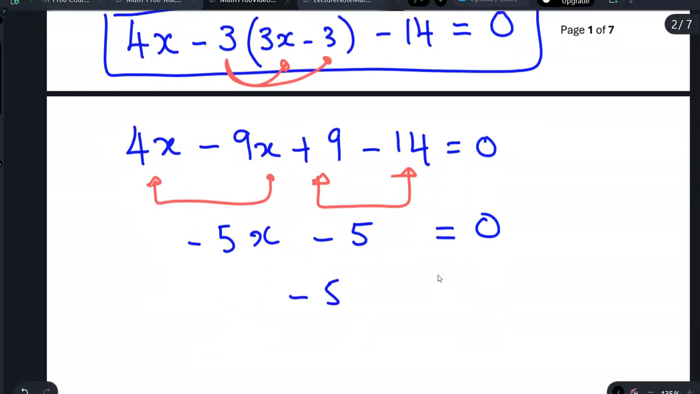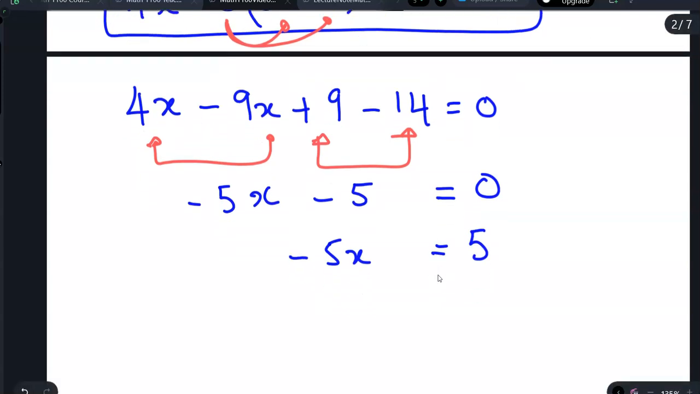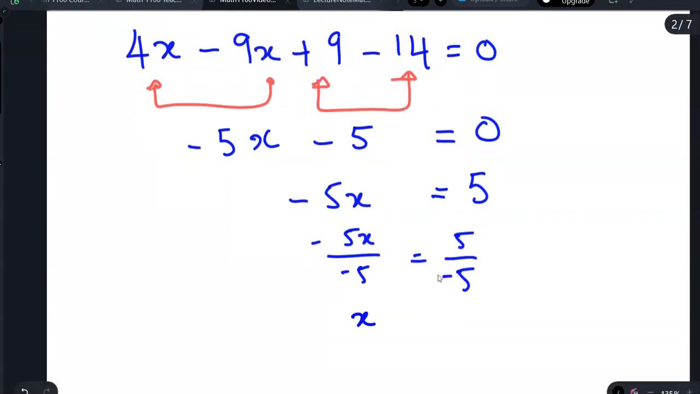So then negative 5x equal to 5, right? Bring negative 5 over to the other side. Divide both sides by negative 5. So I have x equal to minus 1.